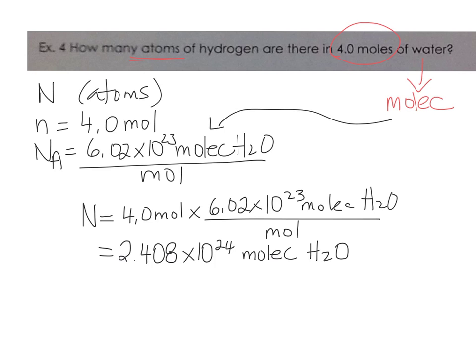Yes, except we're not finished yet. Do we have the right units? Yes. No, because what is the question asking for? Atoms of hydrogen. But we've got molecules of H2O. Is there a relationship between the number of atoms of hydrogen and a water molecule? It's a 2-to-1 ratio. There are 2 hydrogen atoms for every 1 molecule of H2O.